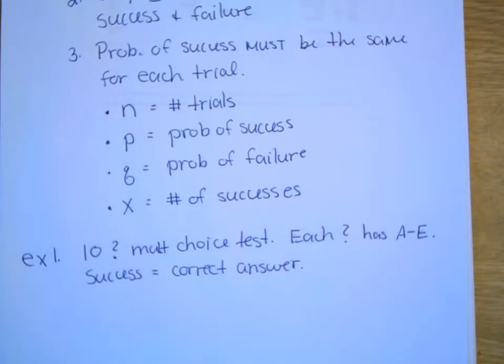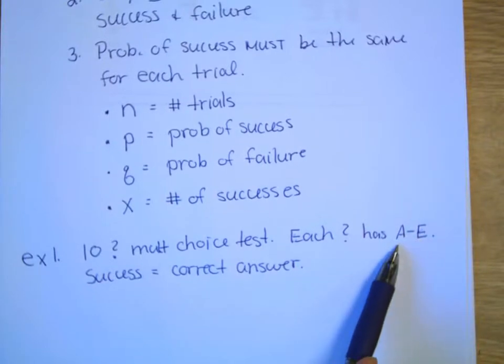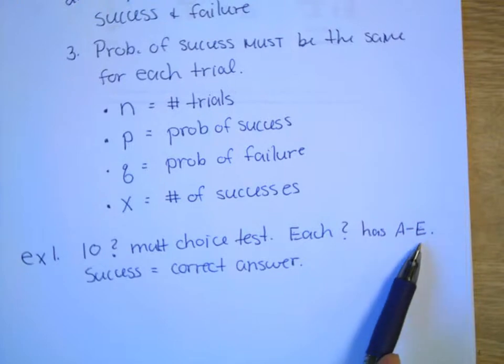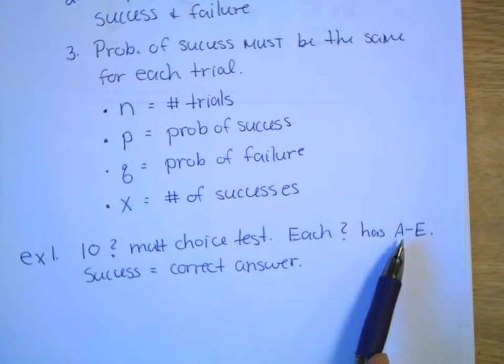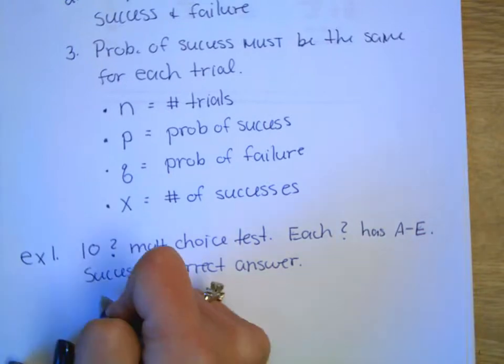Is the probability of success the same on each trial? Is it the same for each question? Well, it should be, because they're all A through E. If I had some that were A through E and some that were true and false, then it's not binomial. Because on a true and false, what's the probability of success? 1/2, 50-50. On an A through E, what's my probability of success? 1/5. So because they're all A through E, my probability of success is the same. So yes, it is binomial.